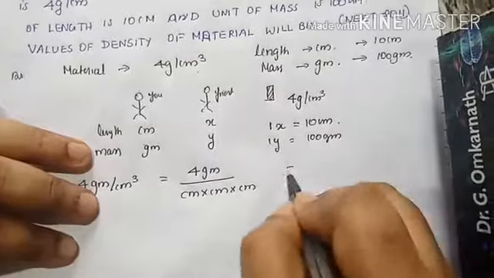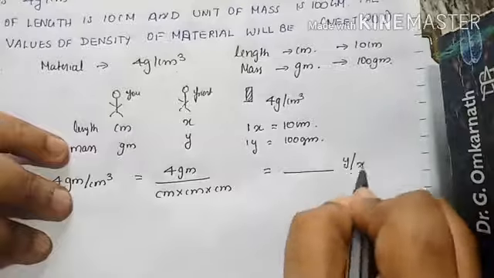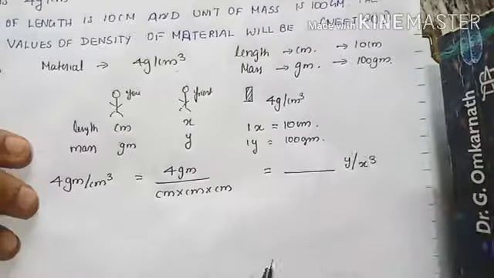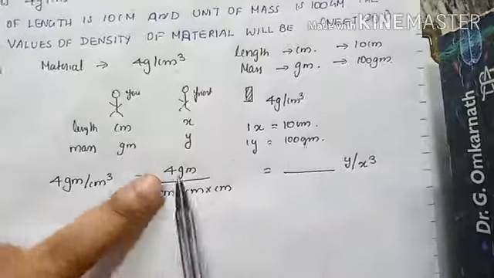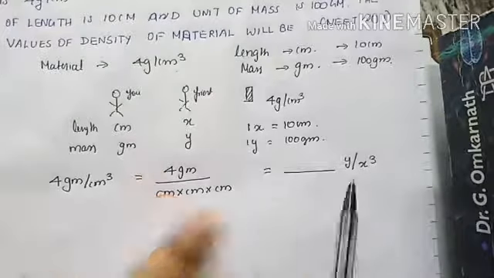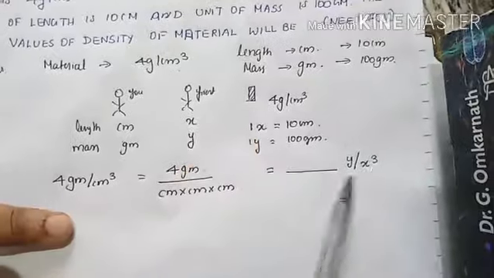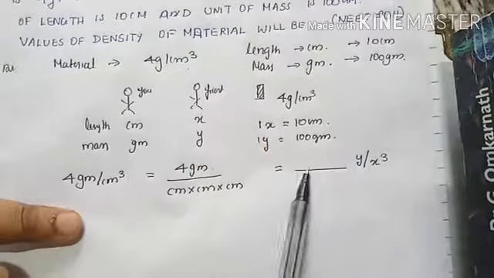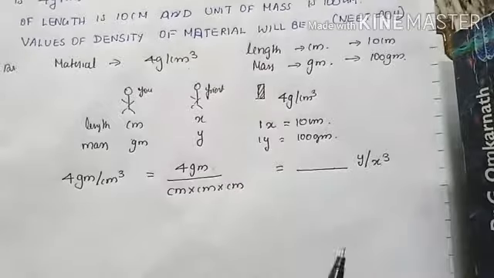Now that means you want to write this entire term in terms of y divided by x cube. Why y? Because y is equivalent to grams, and centimeter's equivalent is x here. Equivalent, not equal, guys, equivalent. So that's why you want the answer in this term. So what should be filled in this dash is the question. Clear? Right. Now let's move on.